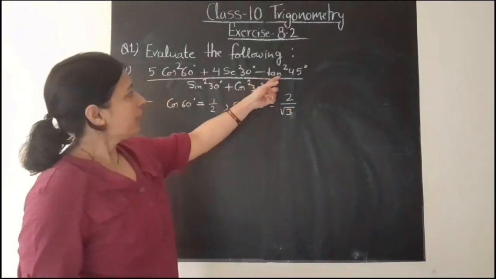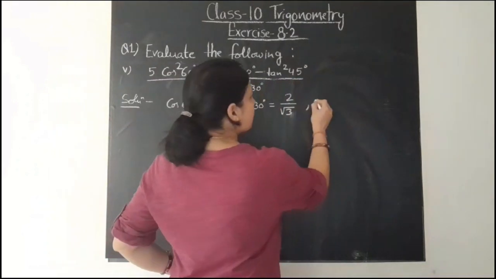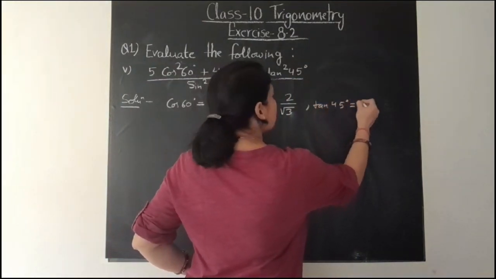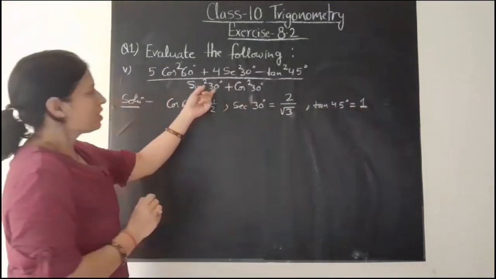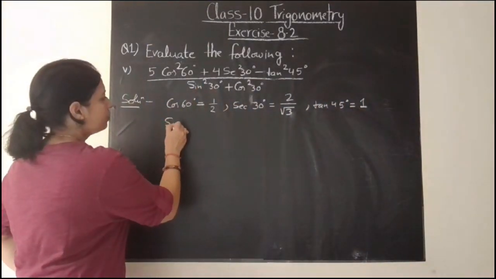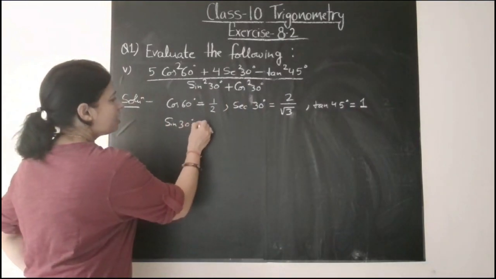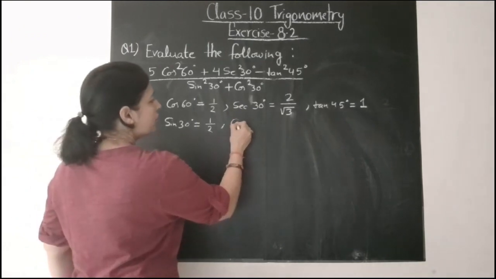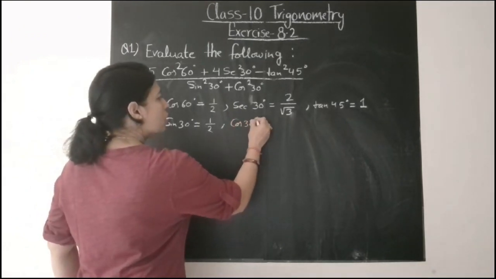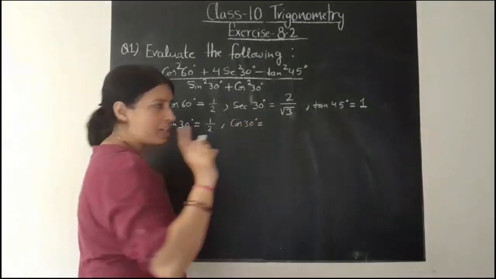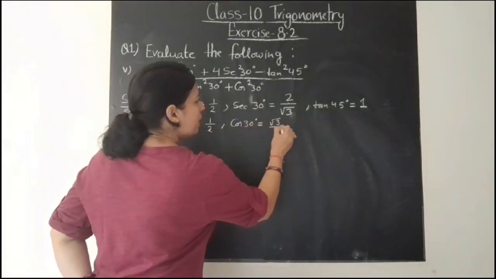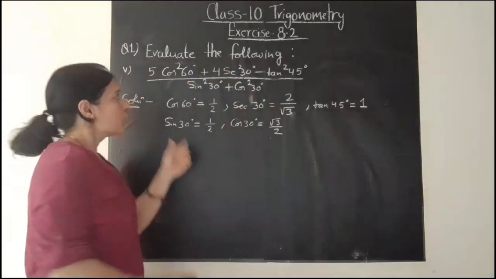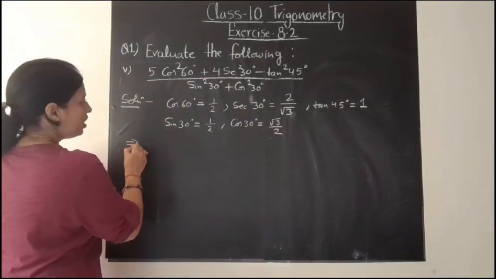Okay. Then tan 45 degree right here. It is simple. Tan 45 degree is equal to 1. Then sin 30 degree is equal to 1 by 2. And cos 30 degree is equal to sin 60, so it is root 3 by 2. So put all these values in this equation. So right here, put this value.